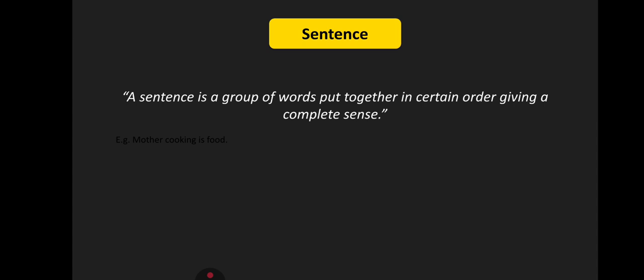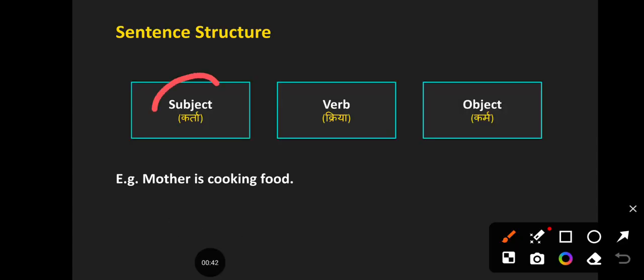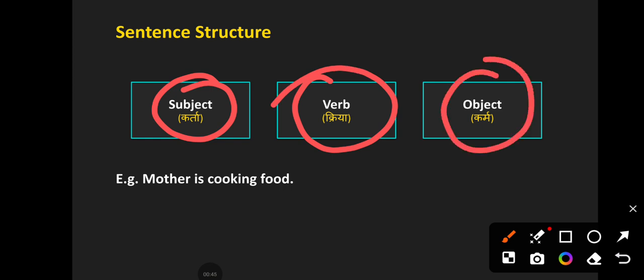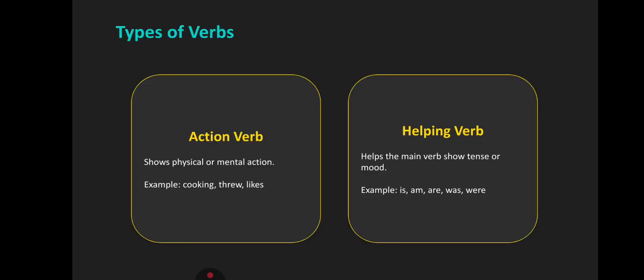So move to the next. Sentence structure: subject, verb, and object. "Mother is cooking food." It is a correct sentence. So what is mother? Mother is the subject. What is "is cooking"? It is the verb, and food is the object.